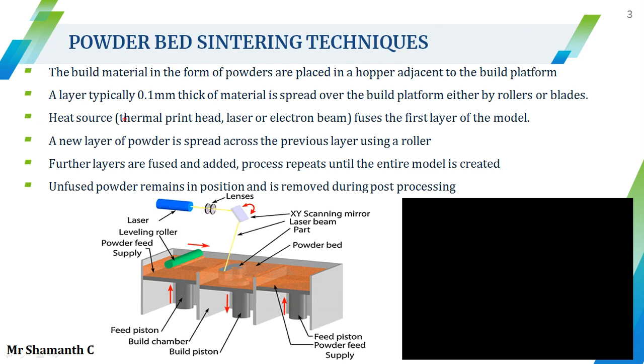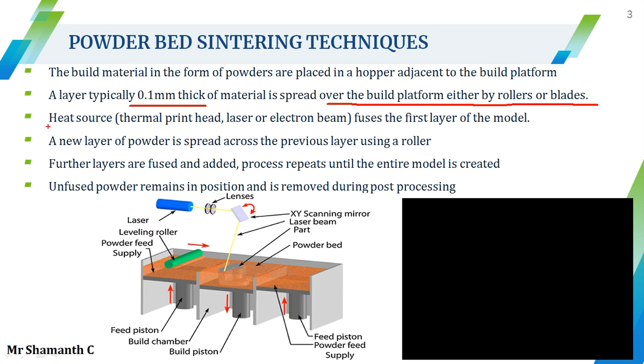So after that, a layer typically which is 0.1 mm thick of the material is spread over the build platform either by rollers or blades. So generally we call this a leveling roller. You might have a leveling roller or you can have leveling blades. Both are one and the same, they perform the same function itself.